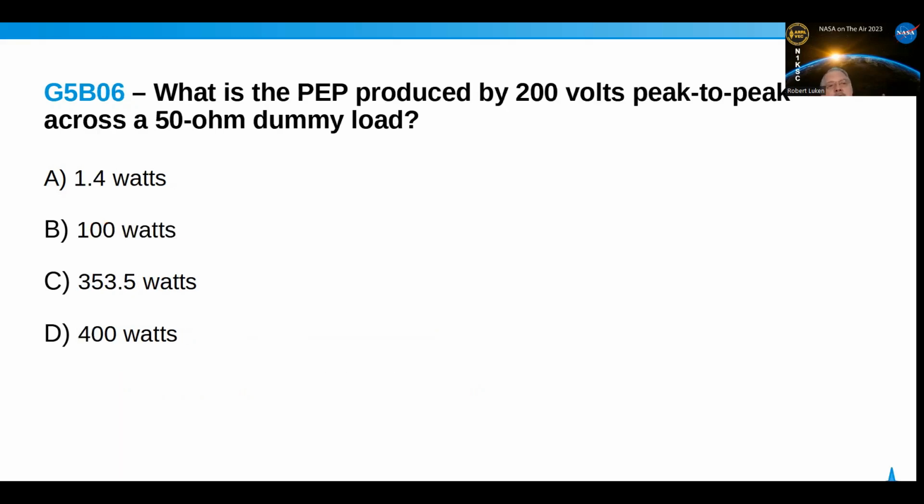What is the PEP produced by 200 volts peak to peak across a 50 ohm dummy load? So we want power, we know voltage, and we know resistance. So it's back to the old E squared over R, right? So we got 200 volts peak to peak, and we have to change that to peak voltage so we can figure RMS, right? So peak to peak is twice peak. So we divide it by 2, so we're down to 100 volts peak.